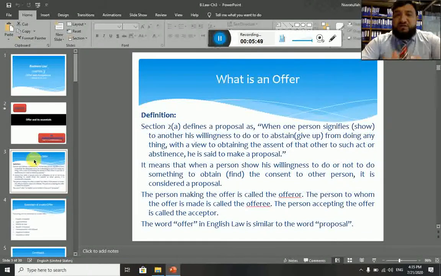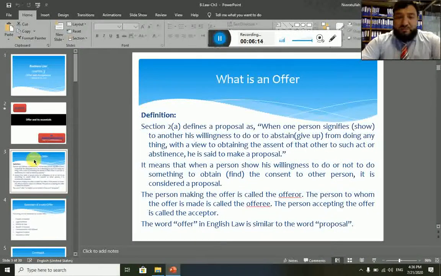When the offer is accepted, it becomes a promise. So the person who gives the promise is called the promiser. Offer is from one side and acceptance is from the other side. If the offer is accepted, then there is an acceptance. If the offer is rejected, there is no acceptance.